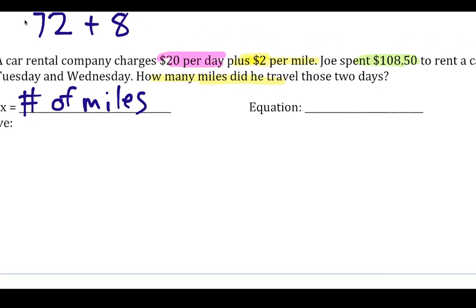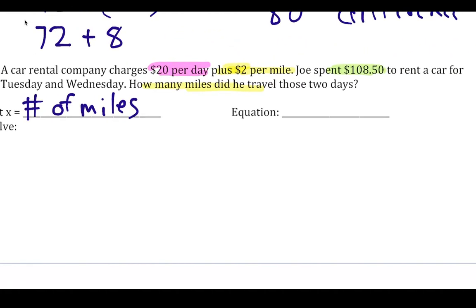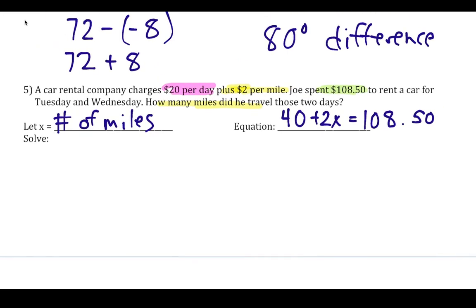So he pays $20 per day, so Tuesday and Wednesday. That's a total of $40 because $20 for Tuesday, $20 for Wednesday, so that's $40 total. Plus 2x is equal to $108.50. So his total that he spent is $108.50.